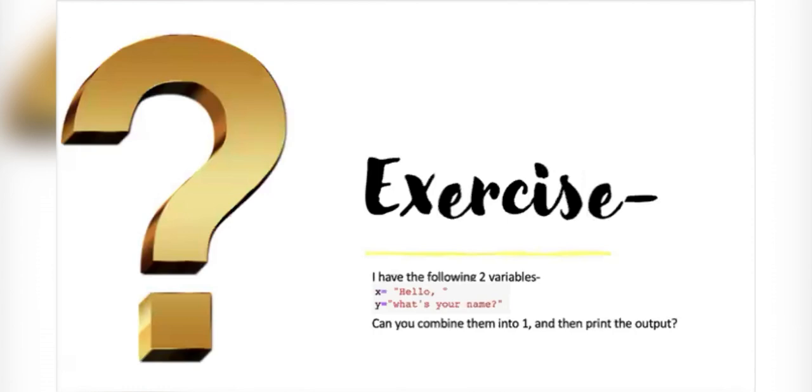So here's an exercise for you guys to practice using operators. I have 2 variables, x and y. Can you combine the variables into one variable and then print the output for me?